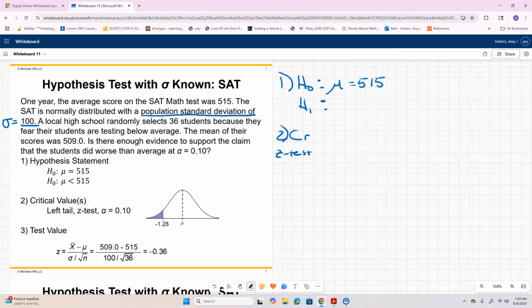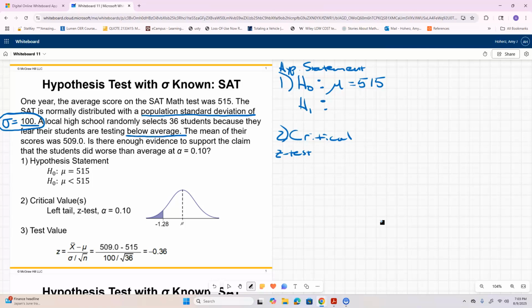When we get to getting our critical value, after we do our hypothesis statement, we're going to need to know that's a z-test, and that's exactly because we have a sigma. Remember, if we don't have sigma, if we only have the sample standard deviation, we have to use a t-test. A local high school randomly selects 36 students because they fear their students are testing below average.